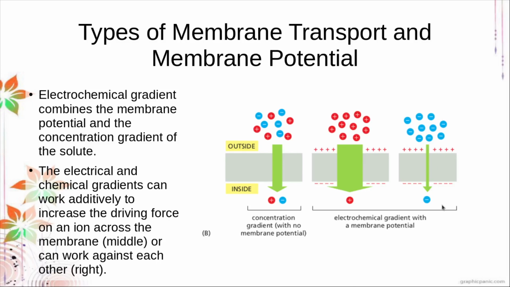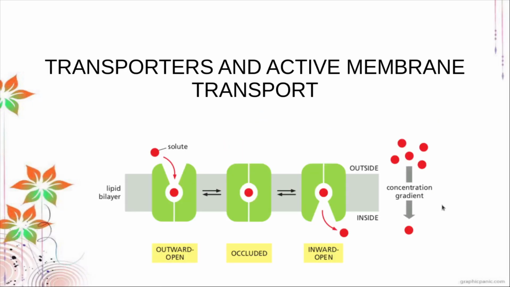So basically, these are the two types of membrane transport potential. Now, in the next part of this lecture, we will be discussing in more depth the transporters and the active membrane transport.